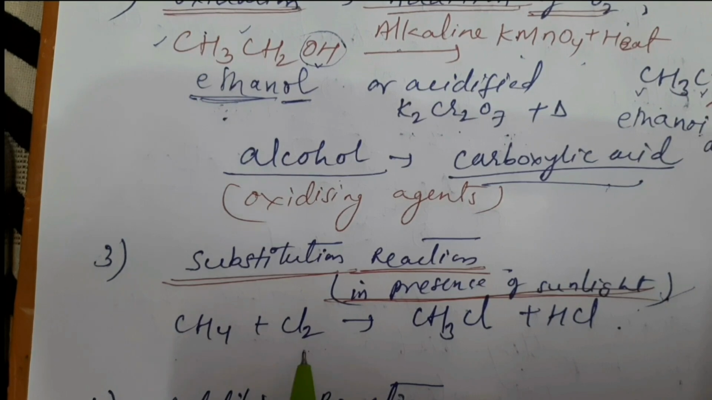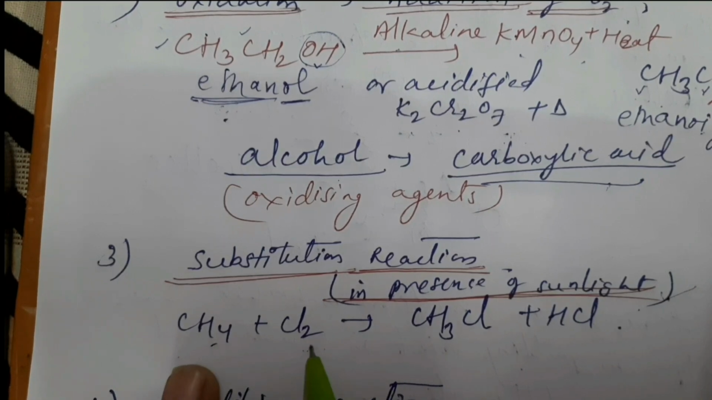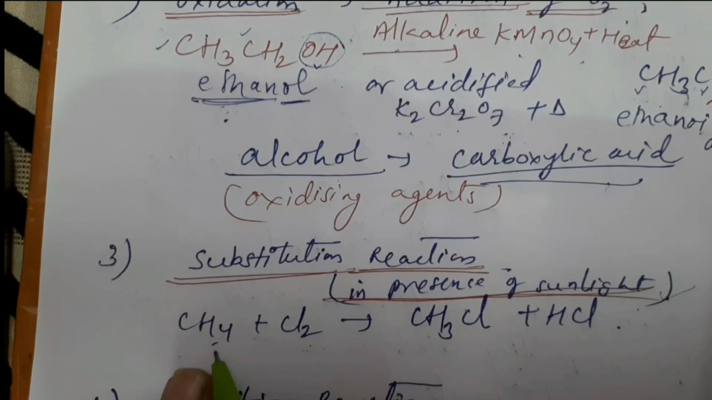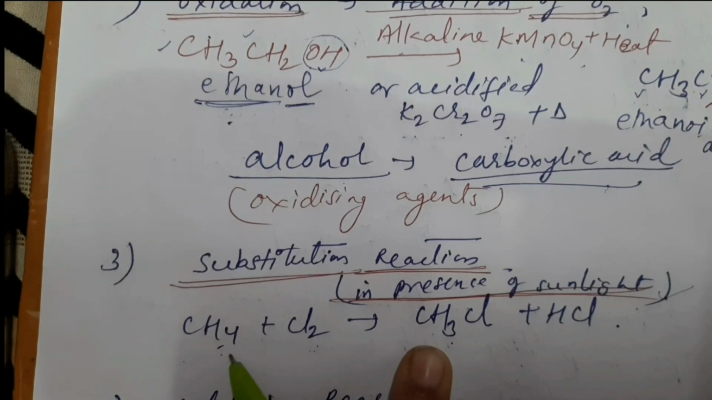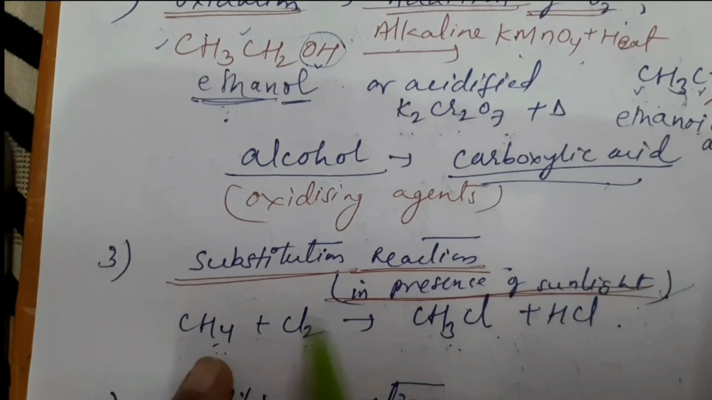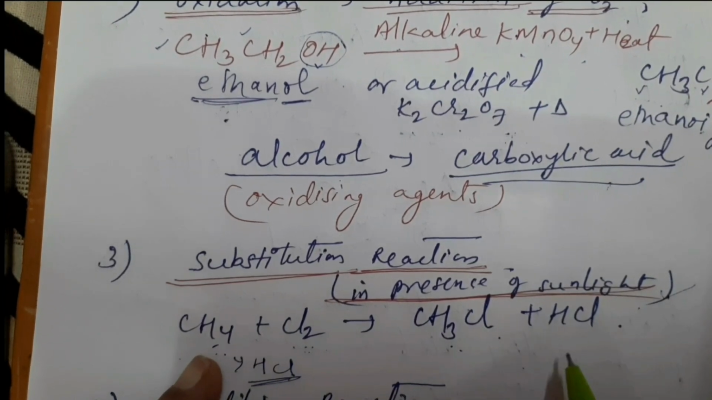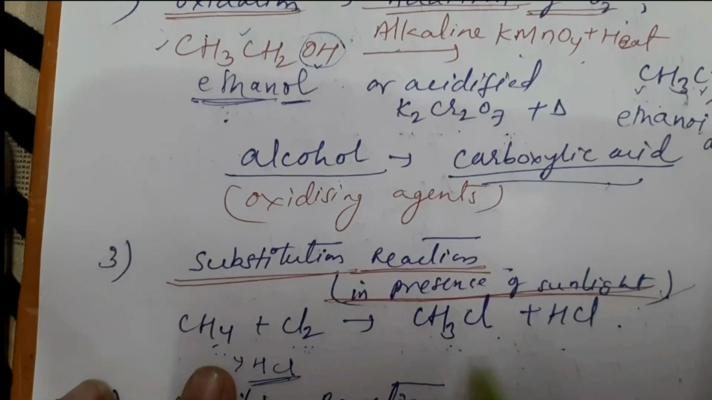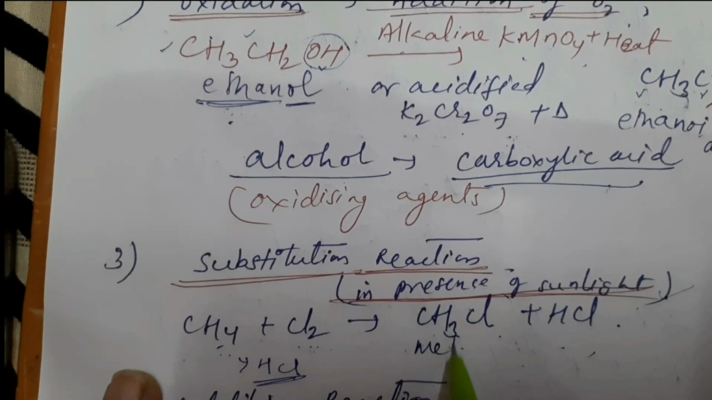Methane in the presence of chlorine. As substitution reaction is there, one of the hydrogens will be removed and chlorine will get added. Here 4 hydrogens are there, so the number of hydrogens is reducing: CH3. From 4 it will become 3 and 1 chlorine is added. Now what about that liberated hydrogen? That hydrogen will combine with chlorine and form HCl. This is a substitution reaction, and this compound is called methyl chloride.